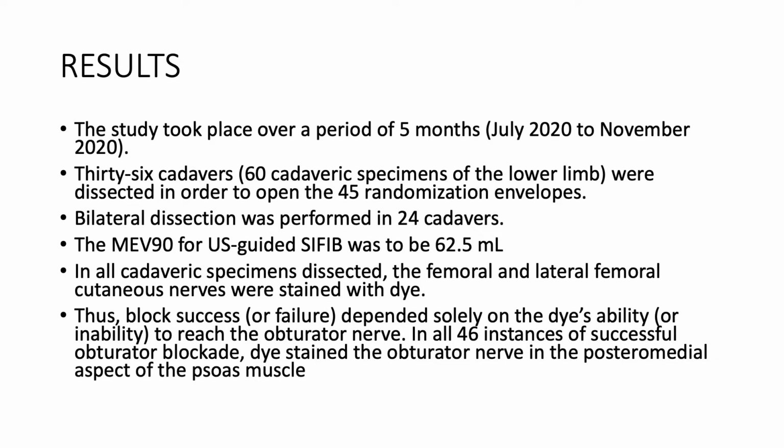In all cadaveric specimens dissected, the femoral and lateral femoral cutaneous nerves were stained with dye. Thus, the block success or failure depends solely on the ability of the dye to reach the obturator nerve. In all 46 instances of successful obturator block, dye stained the obturator nerve in the posterior medial aspect of the psoas muscle.